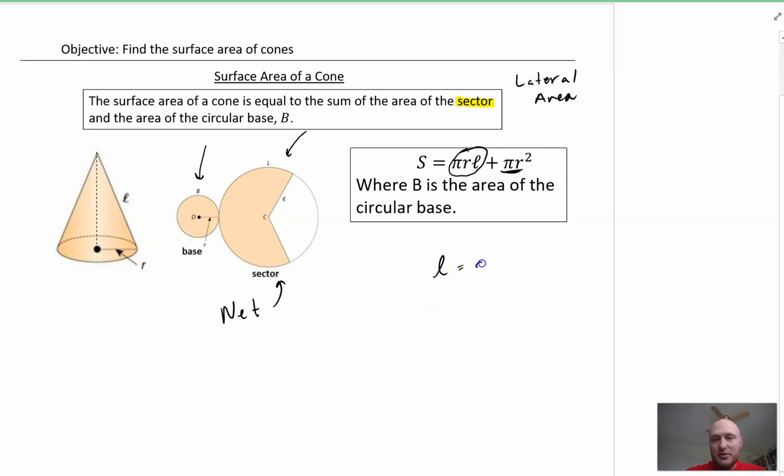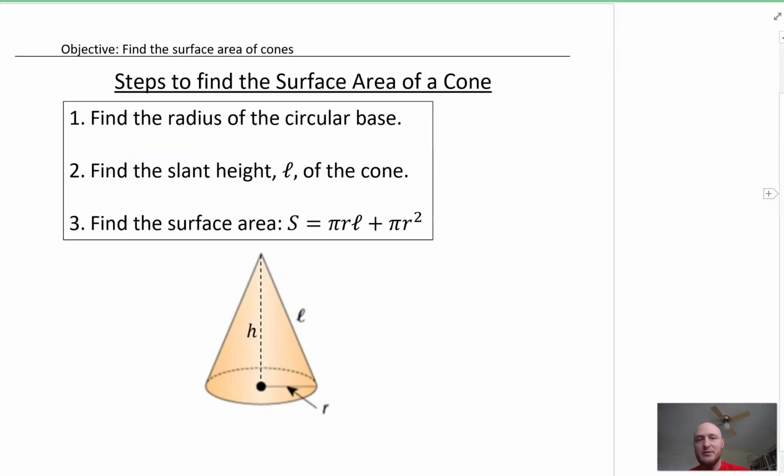L is equal to slant height, right? And slant height is this distance here, from the apex to the base. That is your slant height, okay? And it's just like a cursive L.